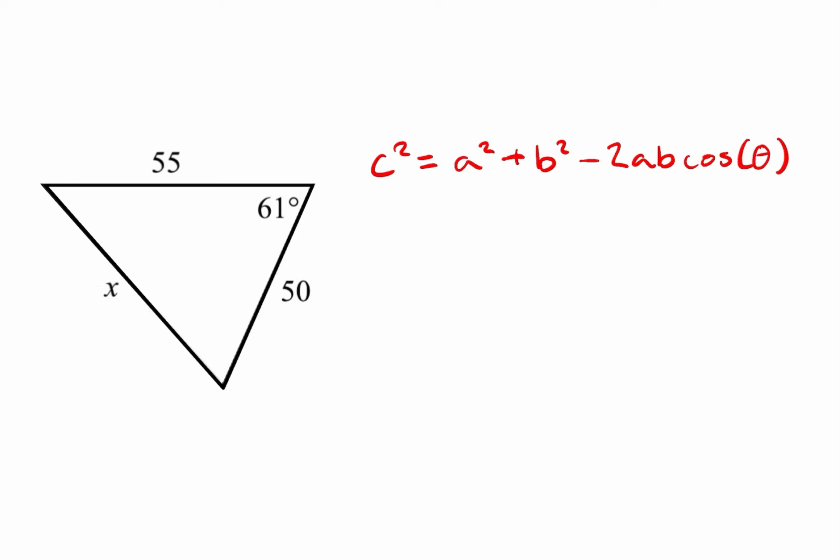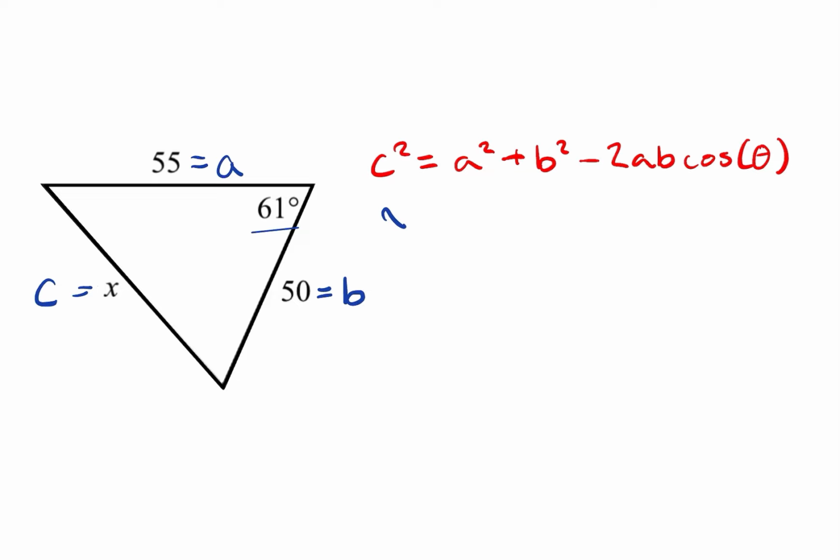I'm going to make x here our c value because it's the side length we want to solve for. And I'm going to make this 55 our a value and this 50 our b value because they are the side lengths that include our angle 61 here. Now let's plug each value into our equation.